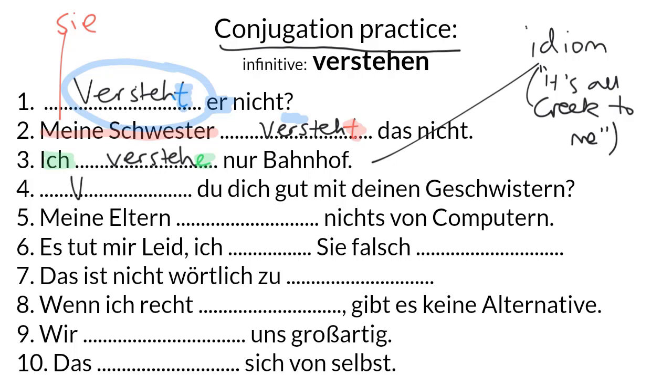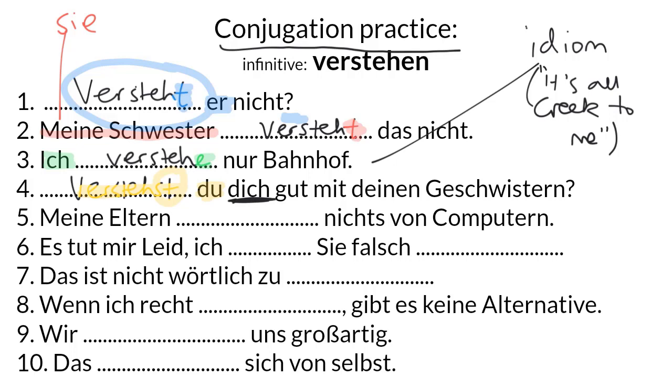Number 4, verstehst du dich gut mit deinen Geschwistern? So this time, once again, we have a question, hence the verb right at the start of the sentence. And of course, the reason we have the st ending is because of du being the subject. And notice in this sentence that for the first time, we've seen the sich form of verstehen. So do you get along with, do you understand yourself well with your sisters? Do you get along with your siblings, rather?